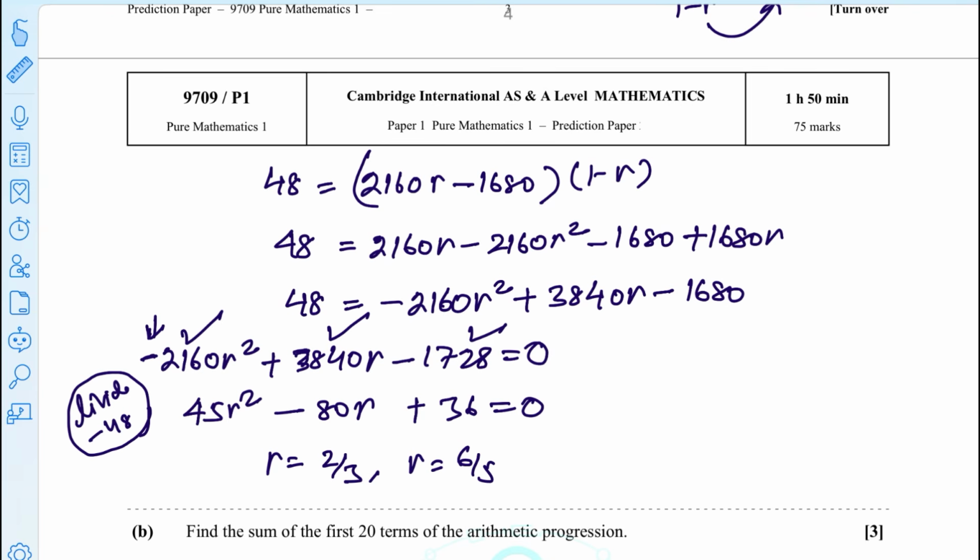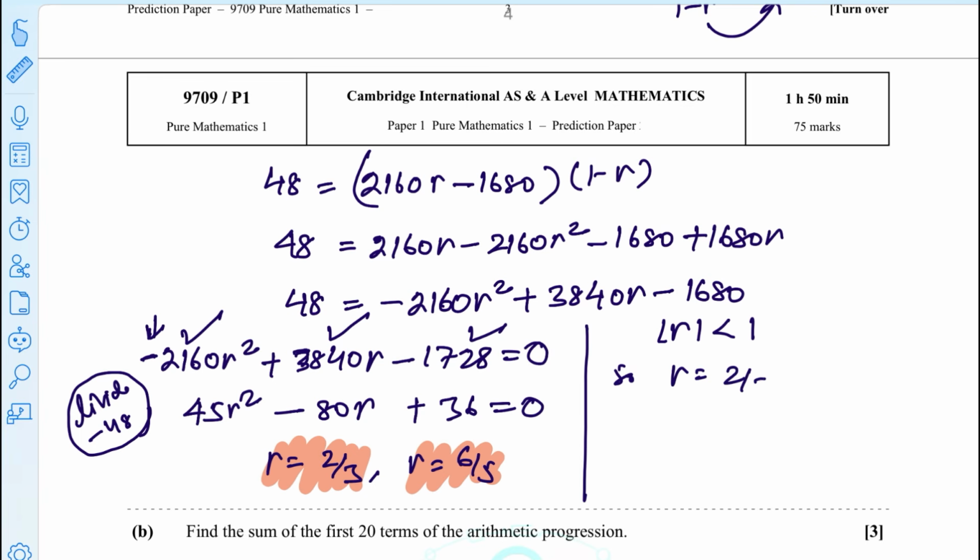So these two values of r we got, r equals 2 over 3 and r equals 6 over 5, right? But which one will I take? If you see the given condition, r should be less than 1. If it is less than 1, I will take only one value, that is r equals 2 over 3. Are you getting it? So this is the one I will take, not this one. This is more than 1, right?